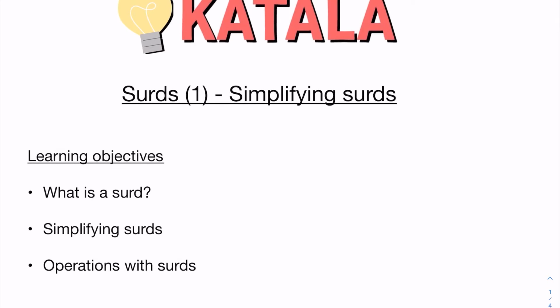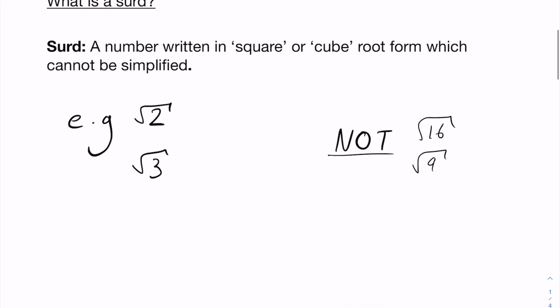So the learning objectives, the things we want to take away from today's lessons, are what actually is a surd, how do we simplify them, and how do you apply operations to surds. Operations, in case you aren't aware, is just referring to adding, subtracting, dividing, and multiplying. Okay, so let's get started.